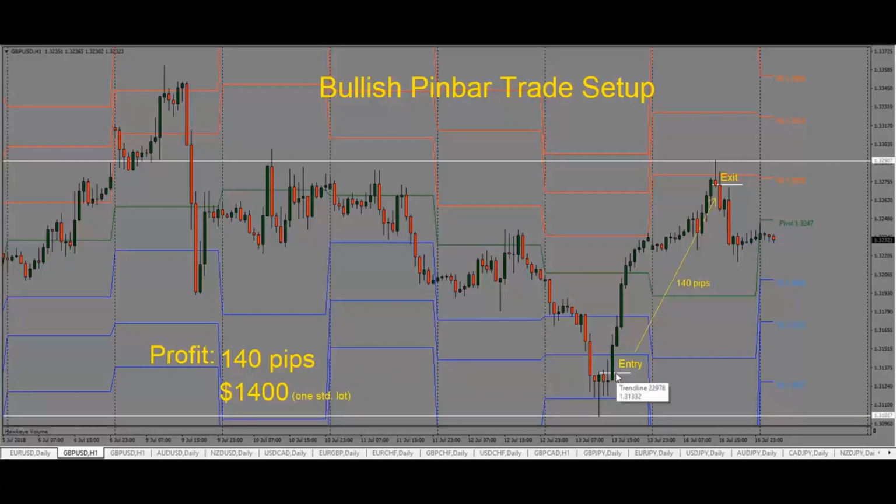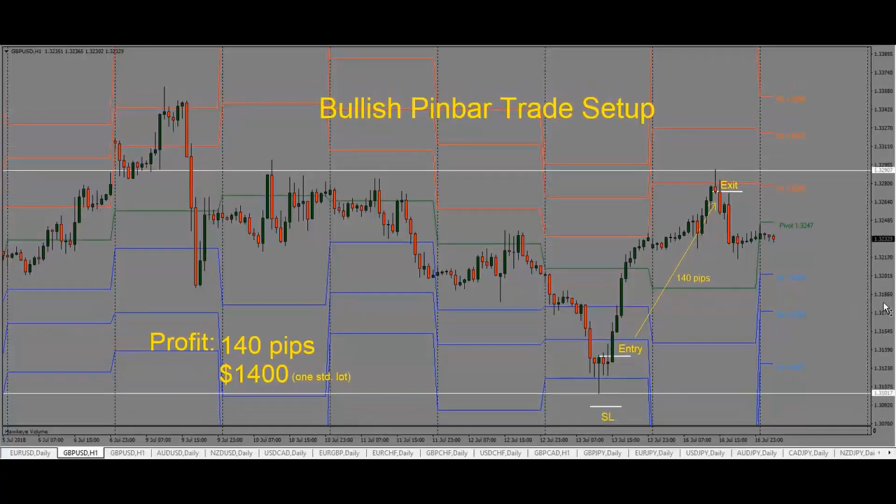So once we enter the trade long here, our stop would go below the pin. So we want to make sure that we do give price some room to breathe. That's why we put our stop right below the pin there in case price decides to come back and test the level one more time.